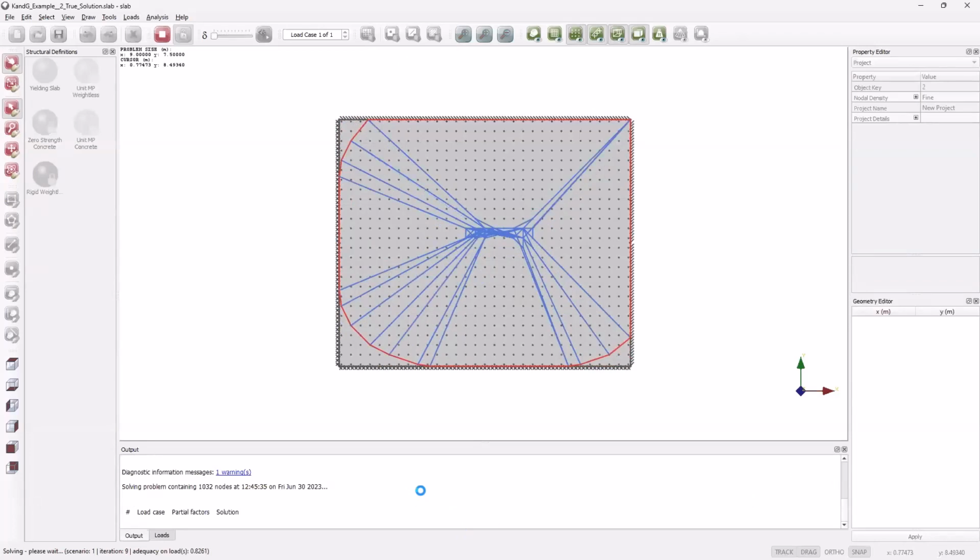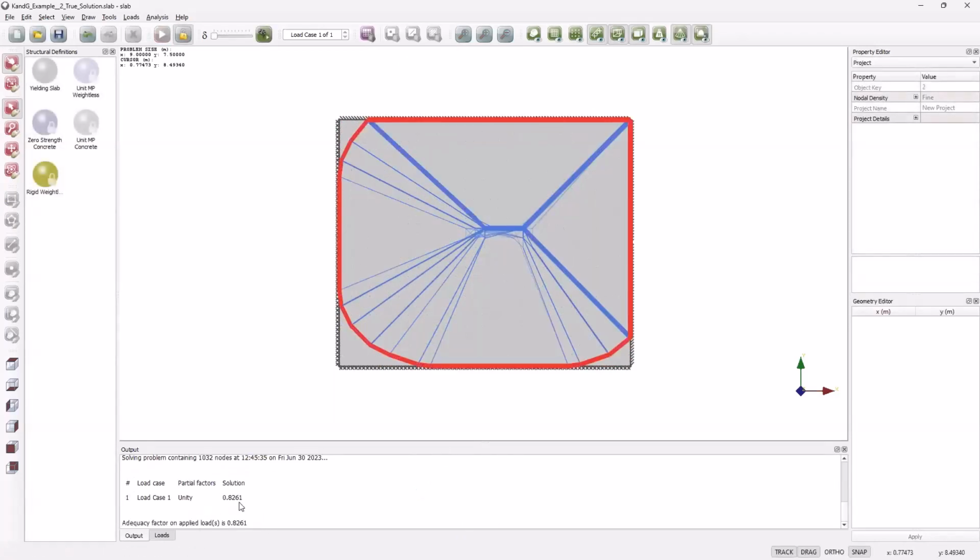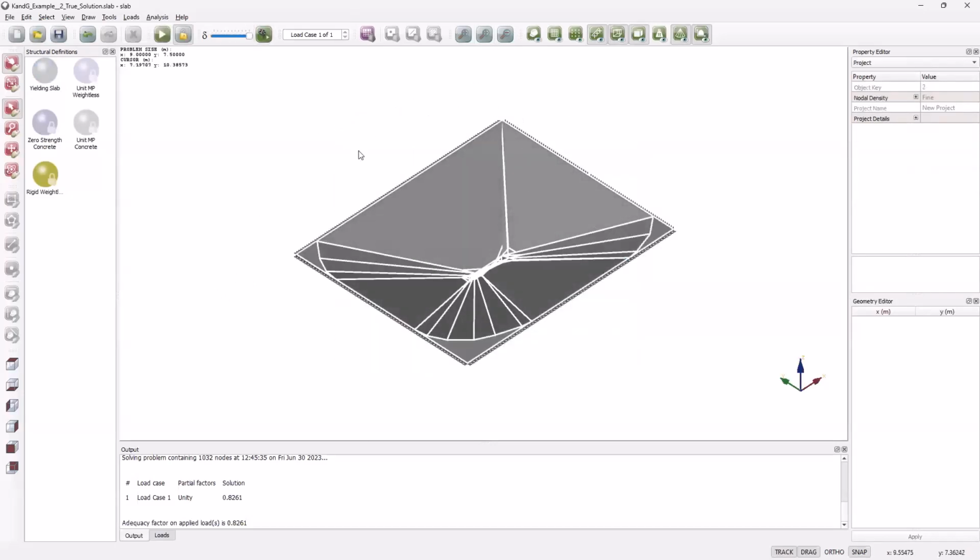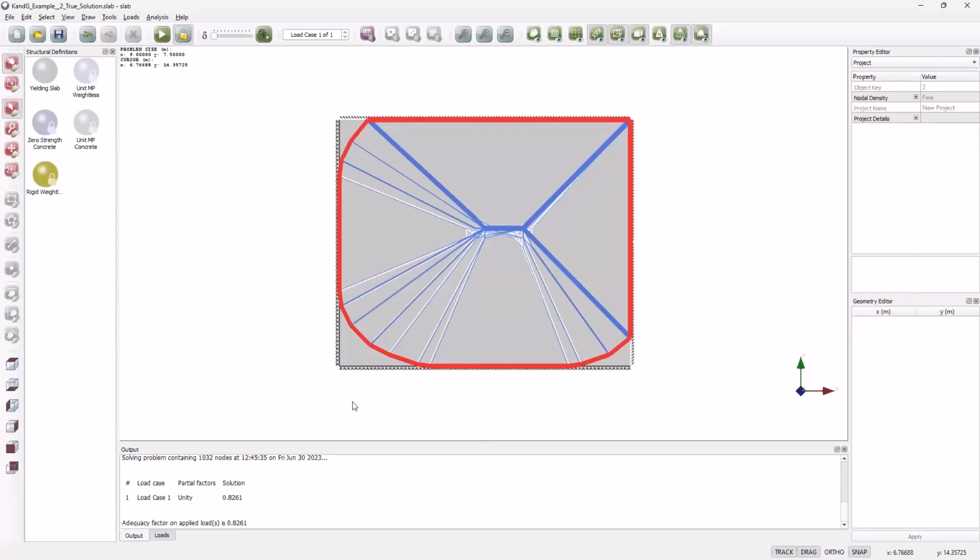So we can see here, after a few seconds, we get an adequacy factor. Now, what was 1 with this extra line load on is now 0.826. So from that, we can work out that our moment resistance needs to be 40 over 0.826 in order to provide enough resistance to that line loading. And we can also animate the failure mechanism in order to see how that slab is responding to that loading. So effectively, if we knew that in our existing building, we had a moment resistance of 50, then we would be able to also take into consideration that line load.